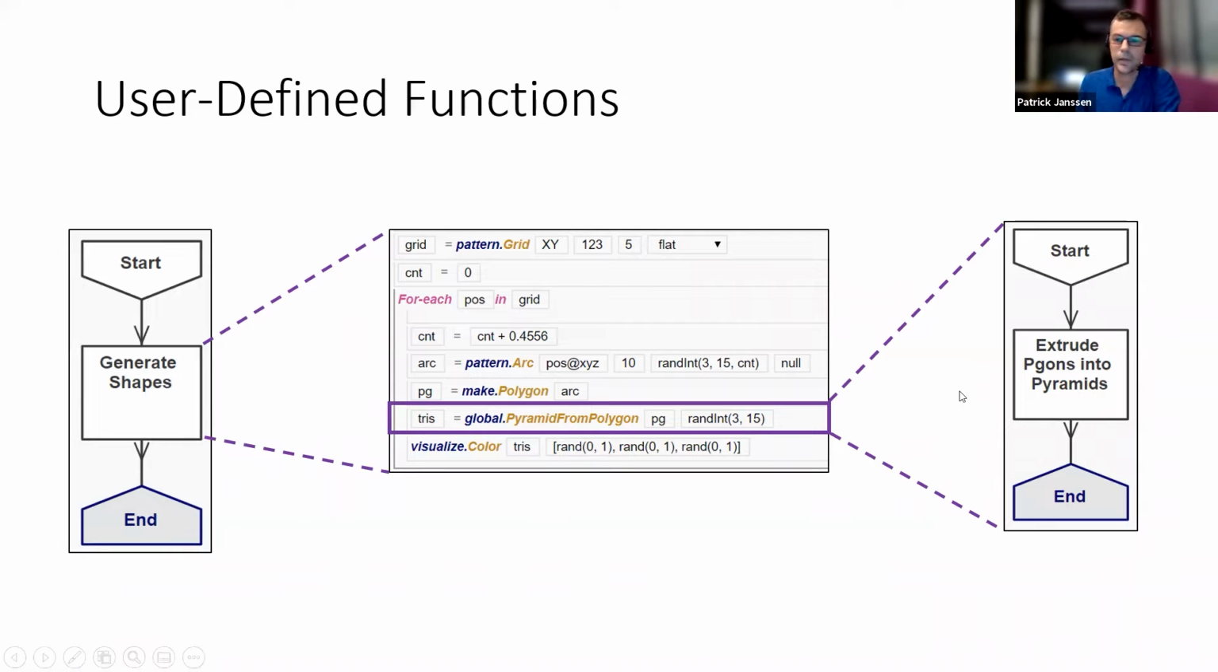These kinds of functions are what we call global functions. They're global user-defined functions. There is also another type, which is a local user-defined function, which I will show later.